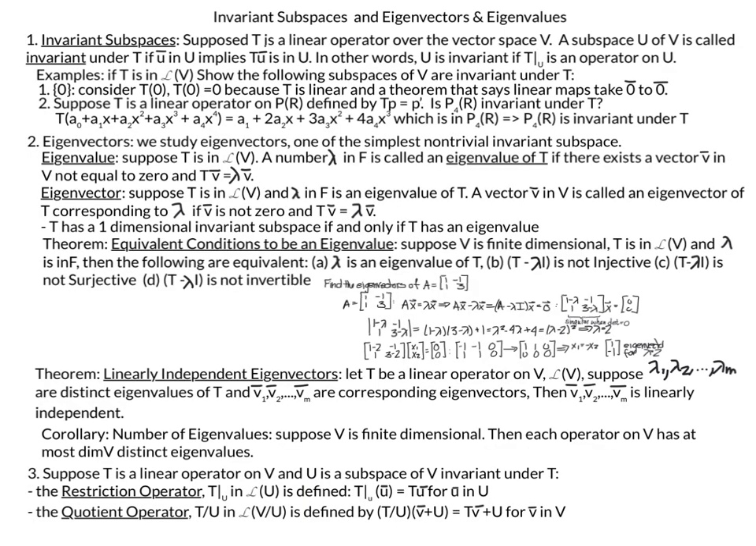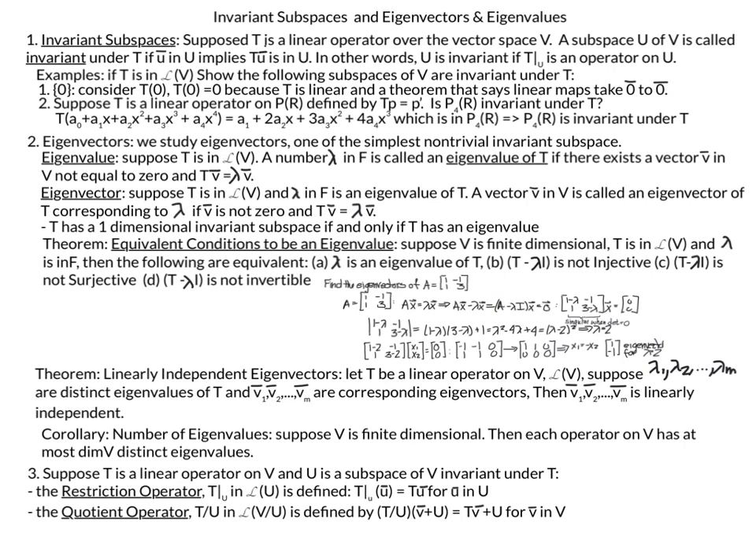I am now going to do a quick review of what we have covered in this video. We first talked about invariant subspaces. Suppose T is a linear operator over vector space V. A subspace U of V is called invariant under T if for all vectors in U, T of u is still in U. In other words, U is invariant if T restricted to U is an operator on U. And we did several examples of invariant spaces.